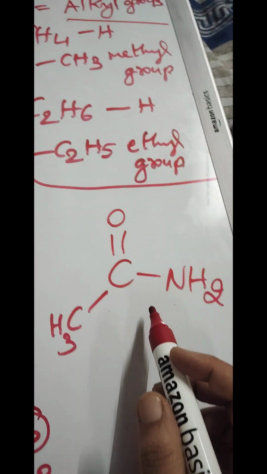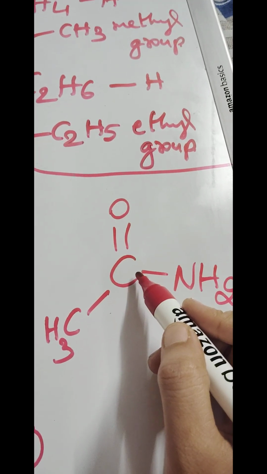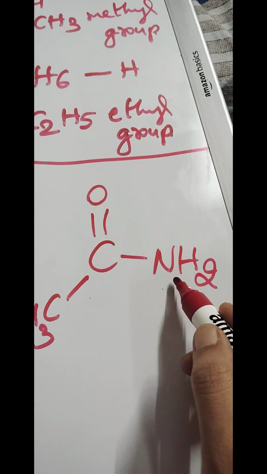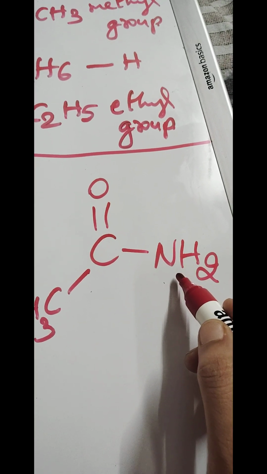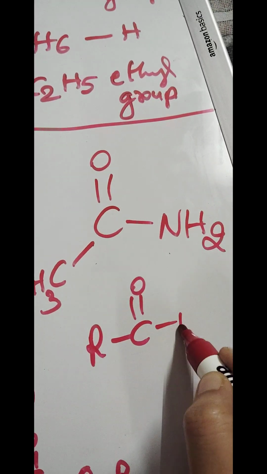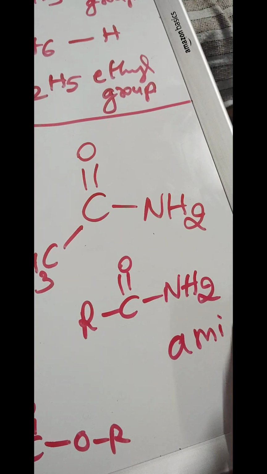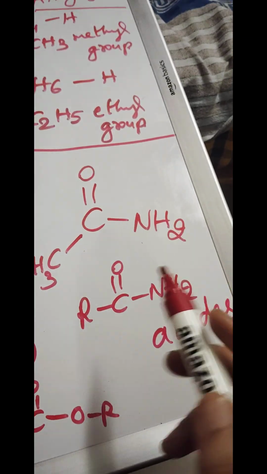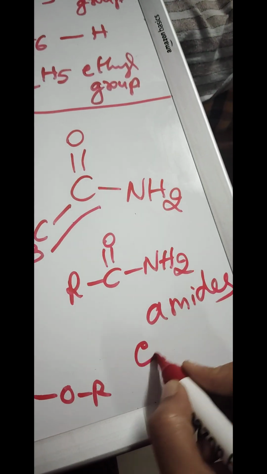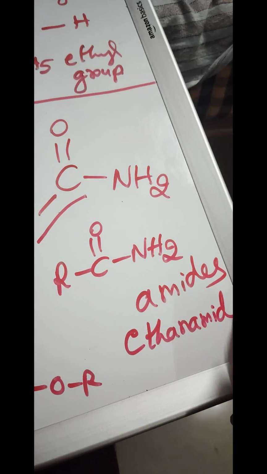Next, this is one more functional group which also contains the C double bond O group. The C double bond O group is called the carbonyl group. One side it will be attached to an alkyl group like CH3 and on the other side it will be attached to an amine group like NH2. These are also written as RC double bond O NH2. These types of functional groups are called amides. As you can see here, there are 2 carbons in the chain, so the name of this molecule is ethanamide.